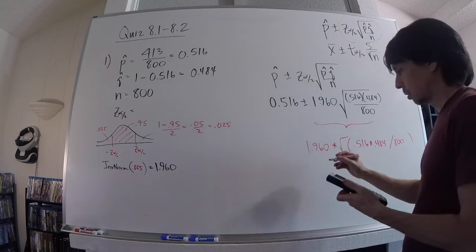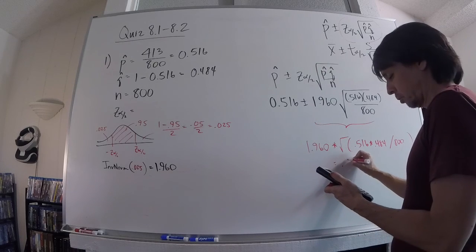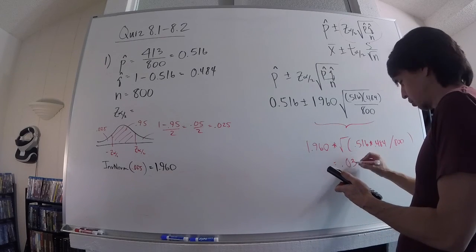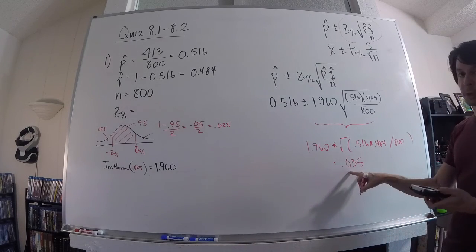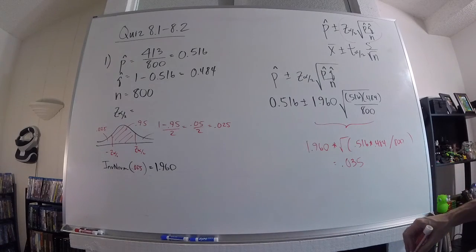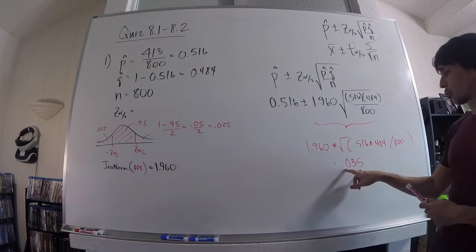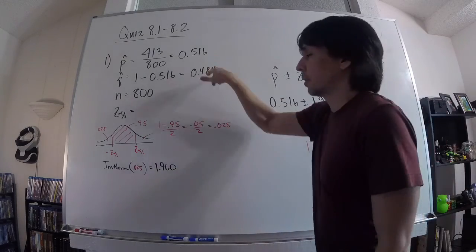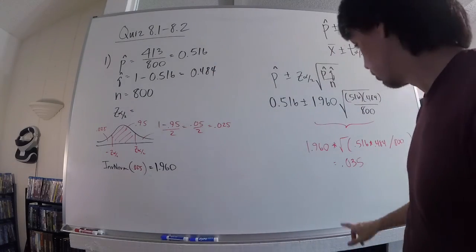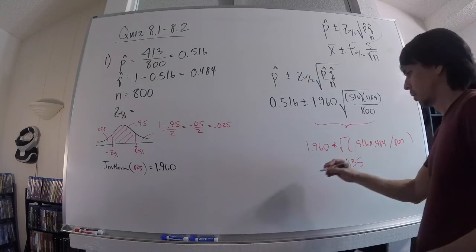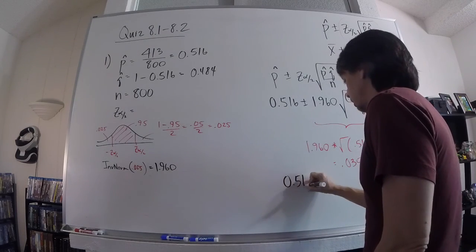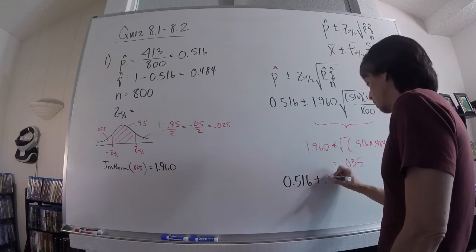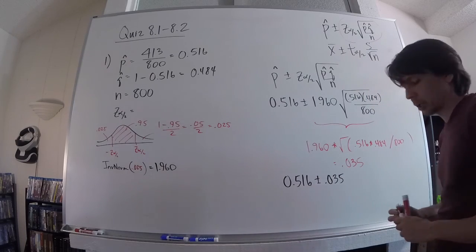And I got 0.0346. And this is proportions as well. This is a percent of voters that support the prop. And so that's 3.5%, and we'll just round it off to 3 places, the same as there and there. And that's down to the 10th of a percent. All right, so what I got is 516 with a margin of error of 3.5%.